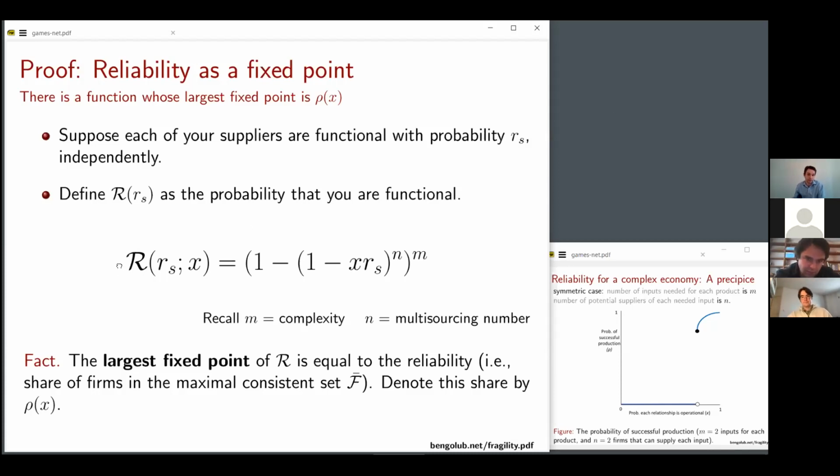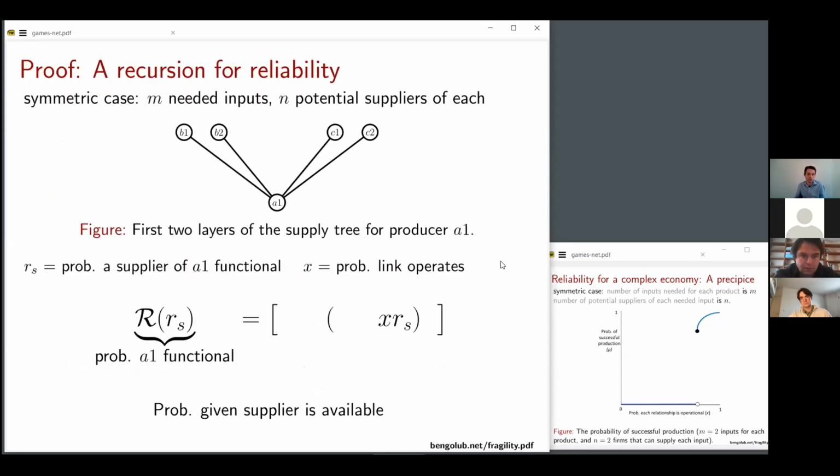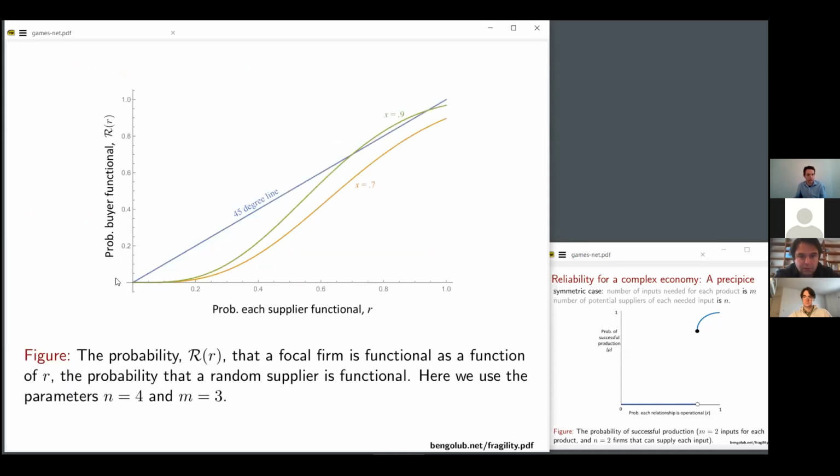And that can be computed, that's this left-hand side. It can be computed as a function of their probability of working, and x, which is the quality of the pipes. It's some function that you could work out as a very easy probability exercise. And it turns out that the largest fixed point of this function is equal to the reliability of the economy, that is, the share of firms in this maximal consistent F. This is not trivial, it's a little lemma, but in short, there's a function you can define whose biggest fixed point captures the reliability of the economy. I'm skipping how exactly you work that out, but let me plot it for you.